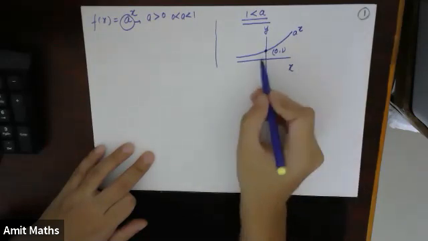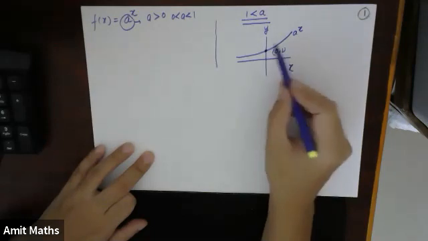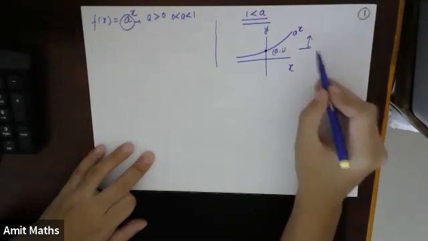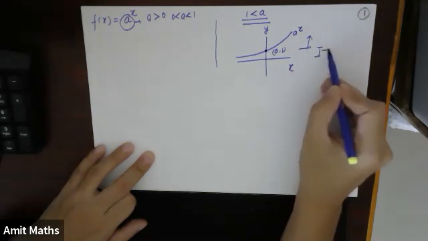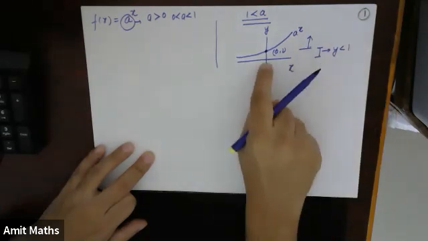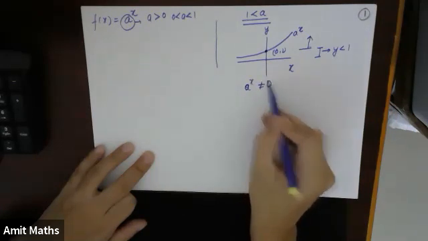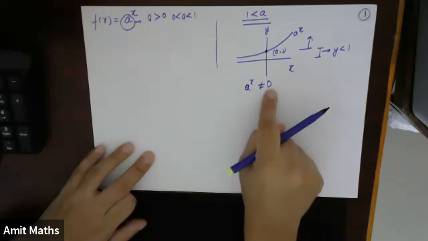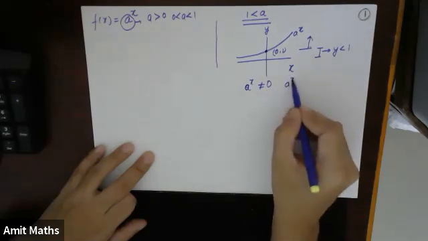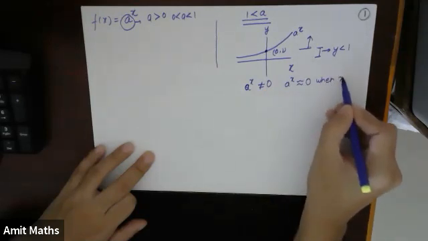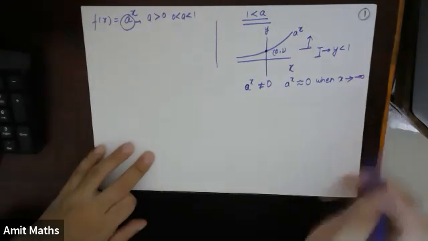If I look at this graph carefully, as we move upward from this point, y will be greater than or equal to 1, and from this point to this point, y will be less than 1 and greater than 0. One more thing: a^x will never be equal to 0. It approaches 0, almost equal to 0, when x tends to minus infinity. Why is this?